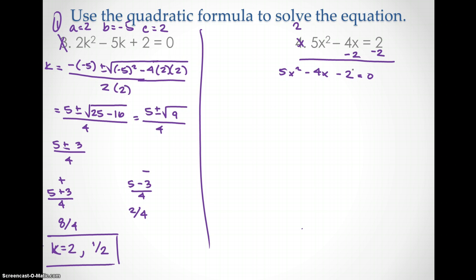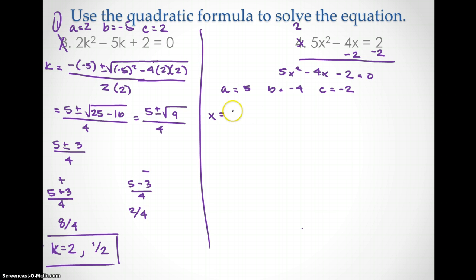My next step and your next step is to label. My a is 5, my b is negative 4, and my c is negative 2. From here, beautiful people, do what we just did. Let's plug into our formula.